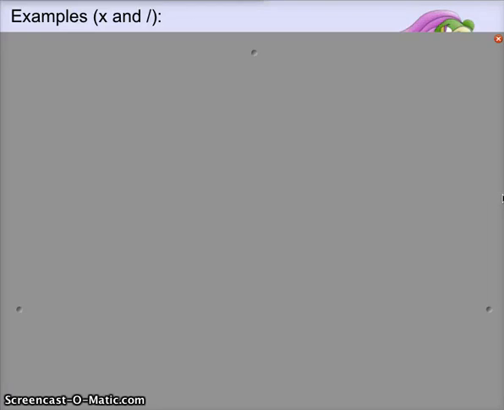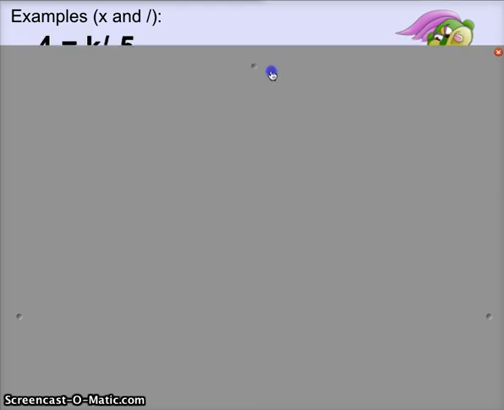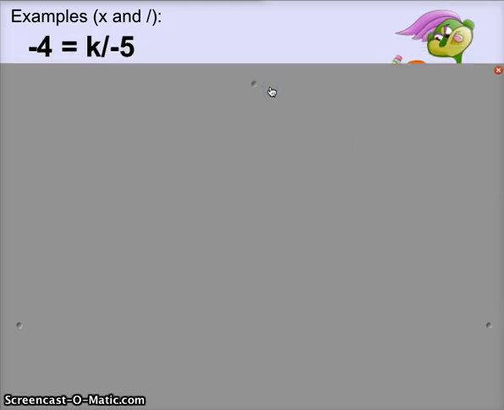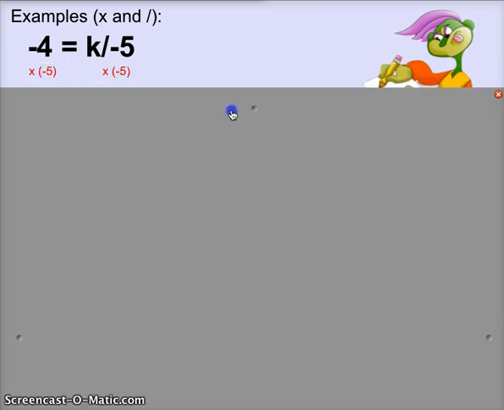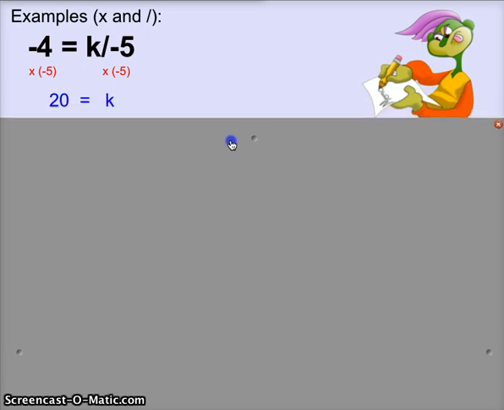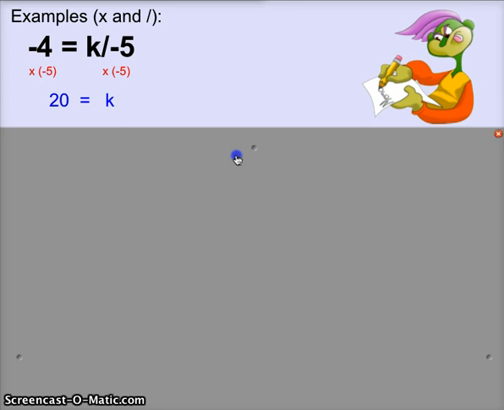Now that we reviewed solving one-step equations with addition and subtraction, we will take a look at multiplication and division, especially with fractions. Number 1, -4 equals k divided by -5. In order to isolate k, we can do the opposite, which is multiply -5 on both sides of the equation. -4 times -5 gives us +20, so the value of k is 20.